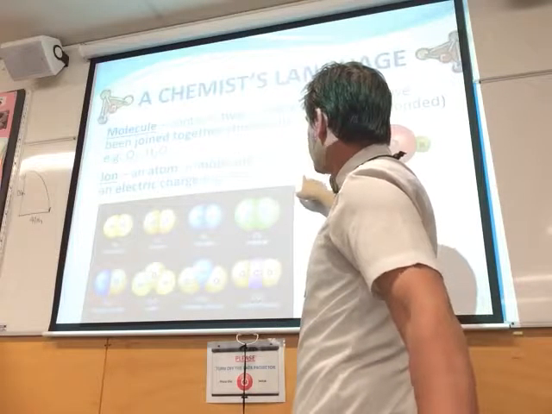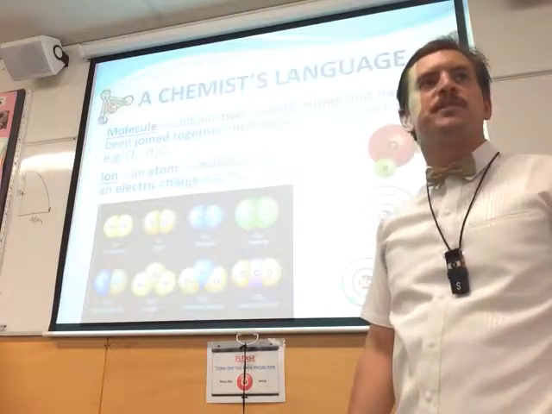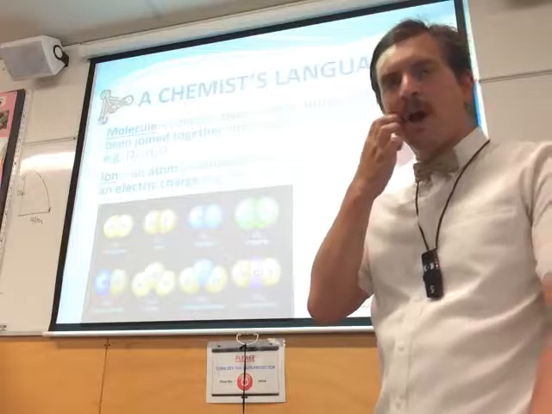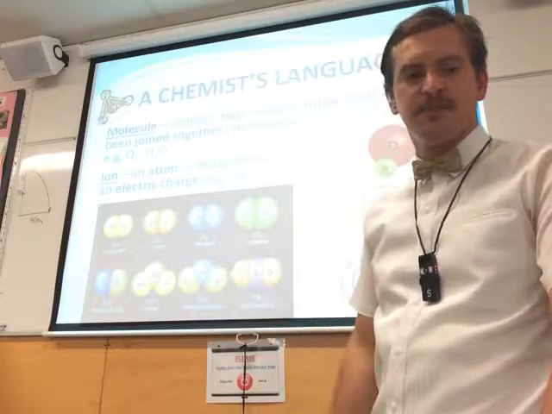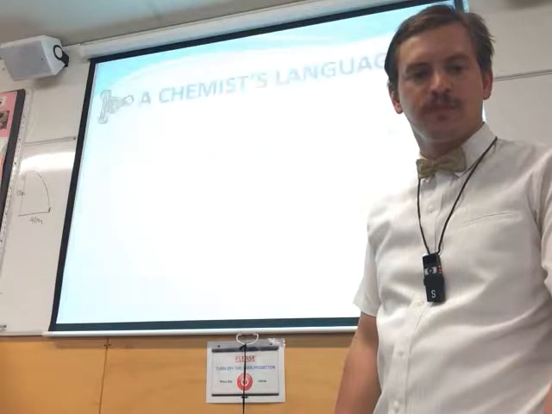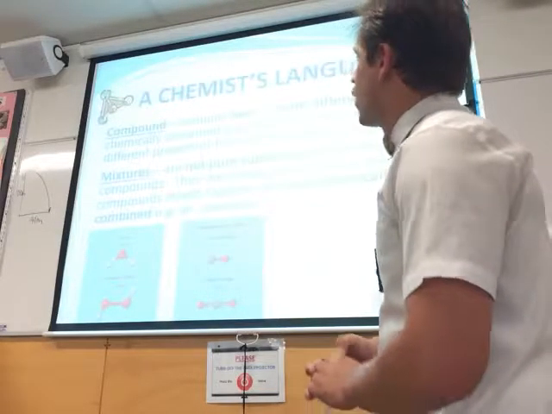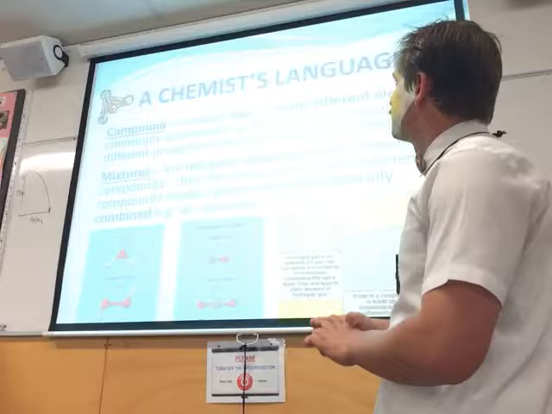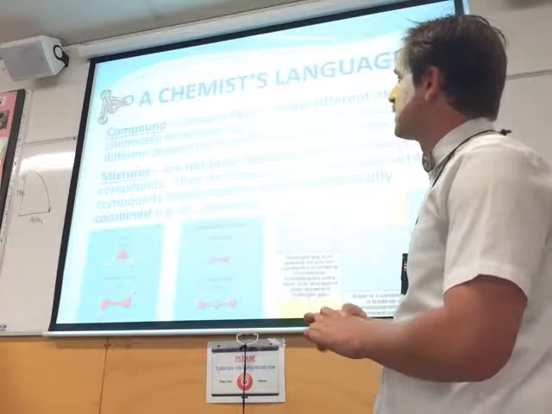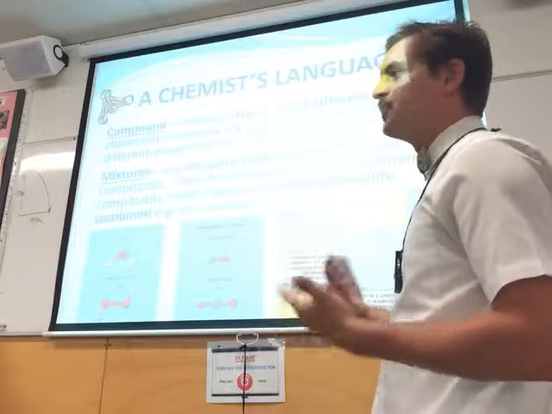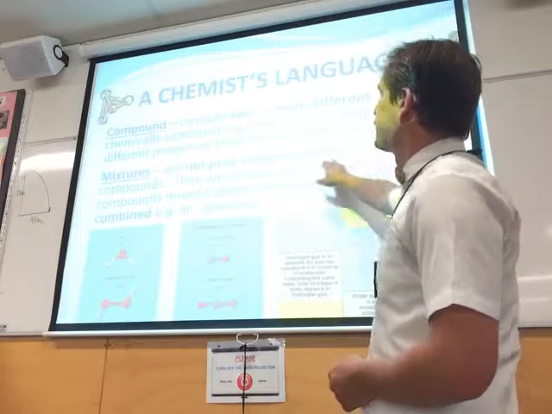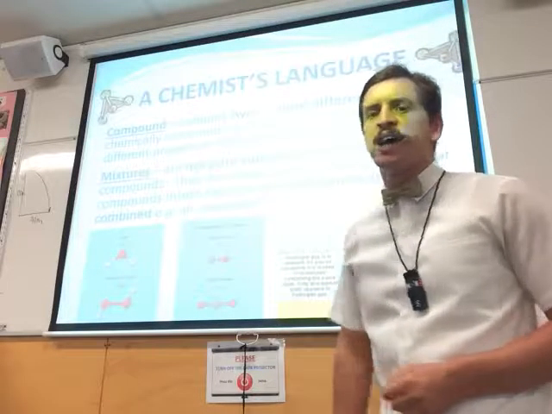Sulfate is a molecule with a charge. Okay? It's a polyatomic ion. Many atoms. Other pieces of language you should know: compounds. It's when you have two or more different elements chemically combined, H2O, CO2, and a compound has different properties from the elements it contains.